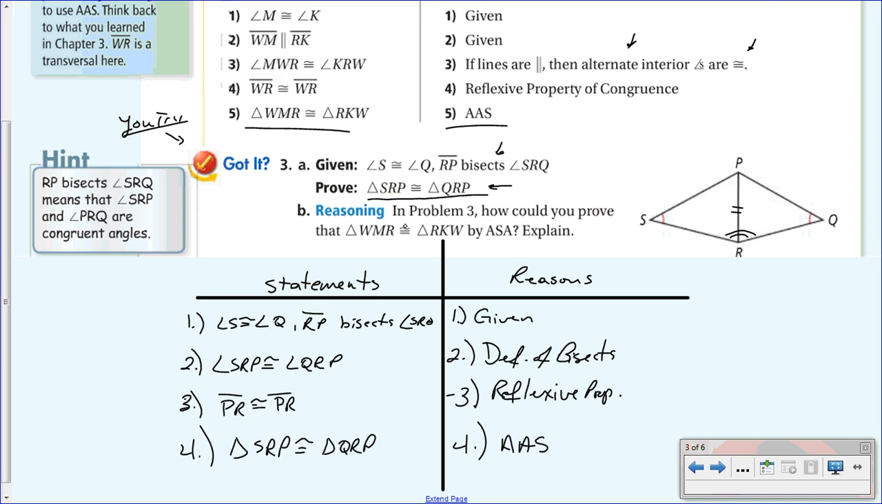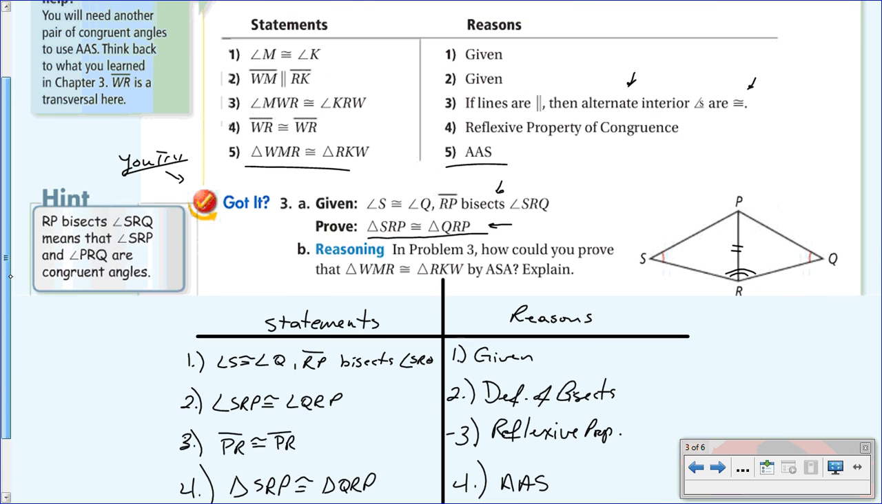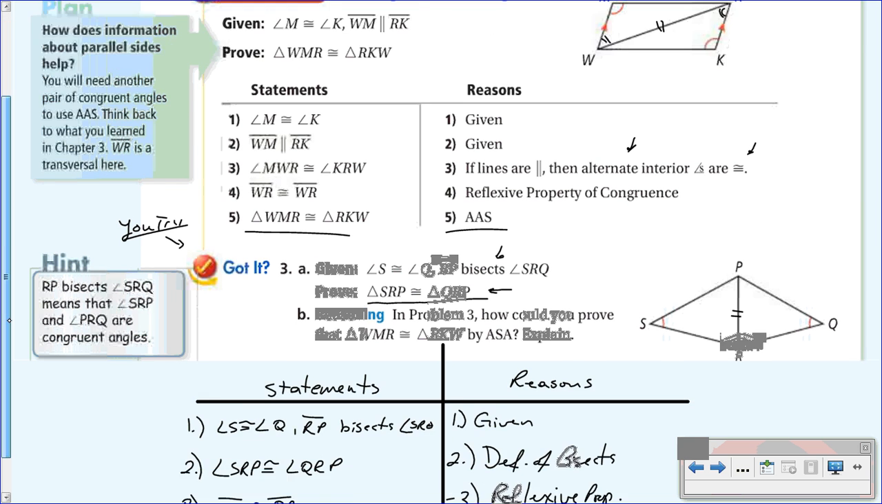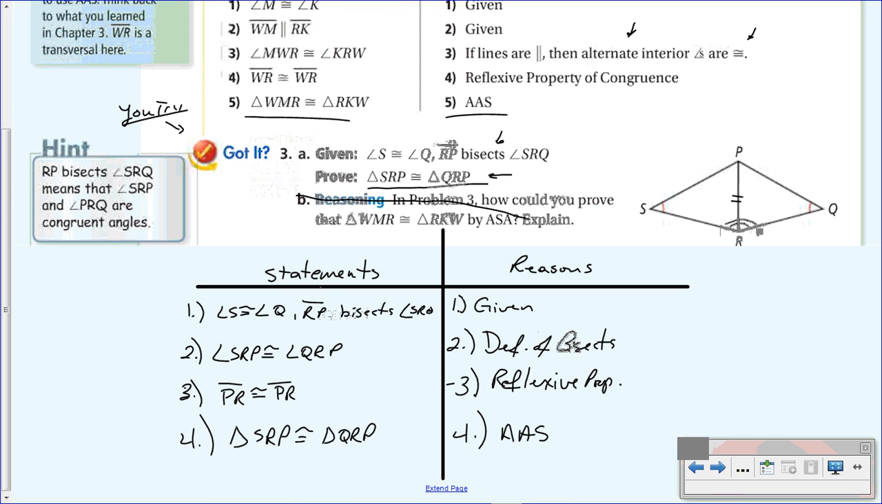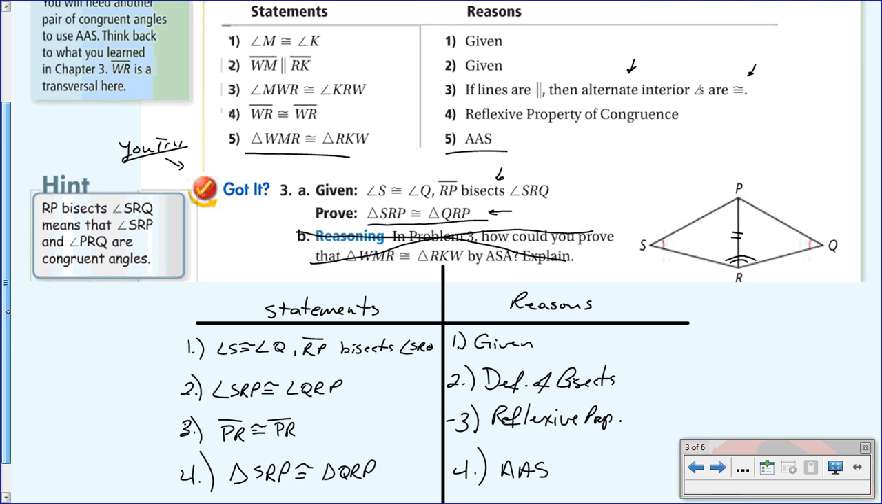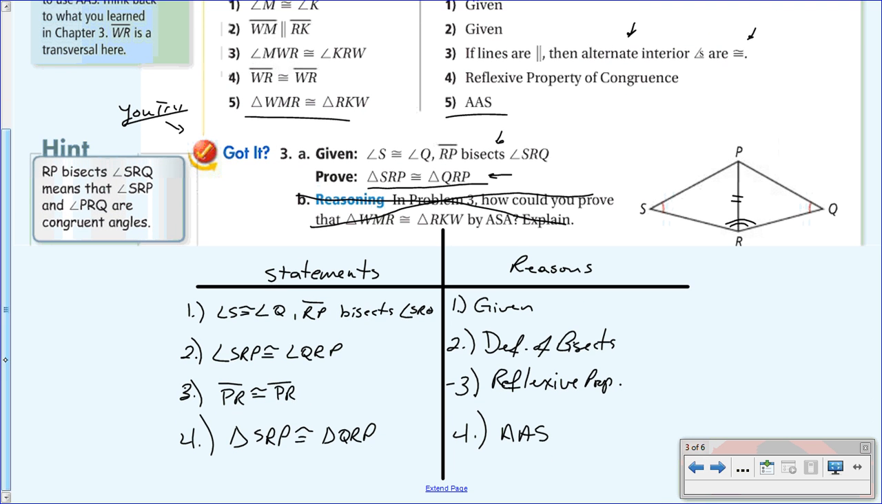Now, number three, it says, in problem three, how could you prove that triangle WMR is congruent to RKW? We're not going to worry about that. I'm not going to make you do that. Only do A, because I scrolled down and you couldn't even see the triangle up there. So there we go. There's your proof.